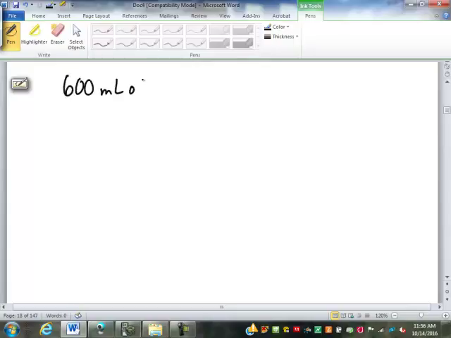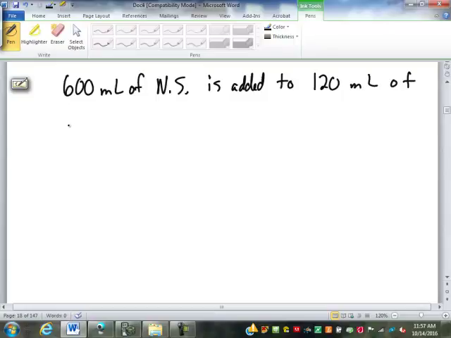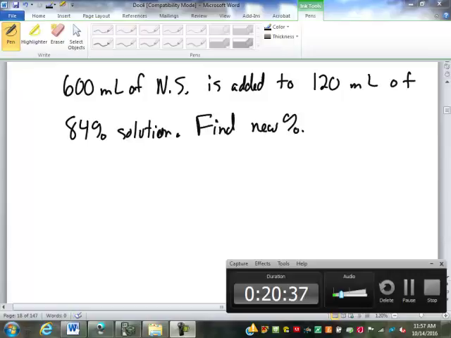600 milliliters of NS is added to 120 milliliters of 84% solution. Find the new concentration, the new percent. I'll give you a couple minutes to try.